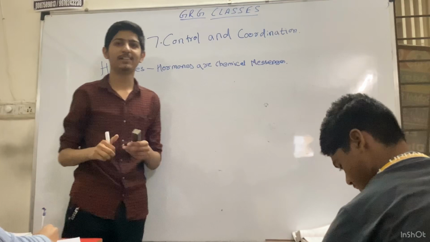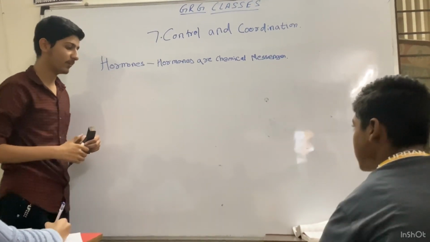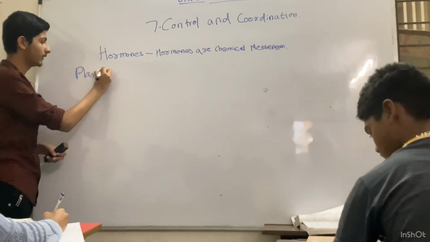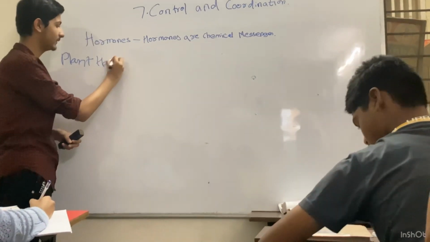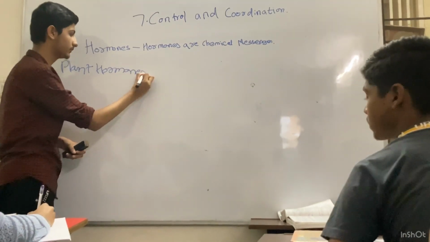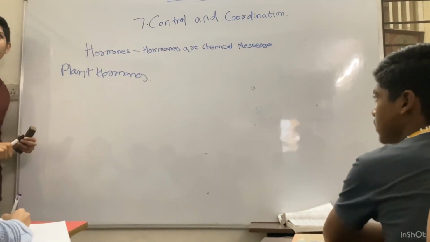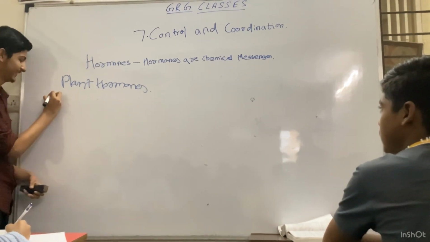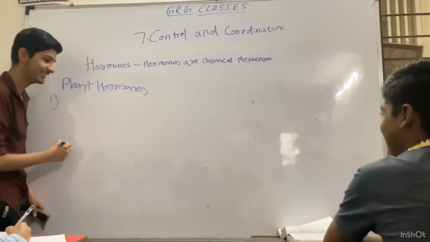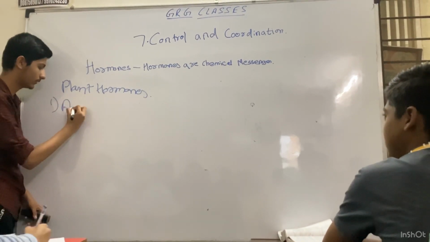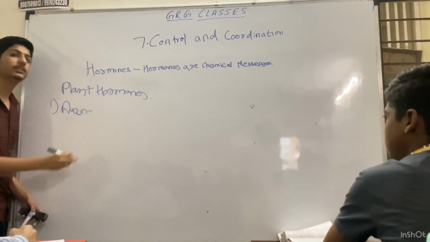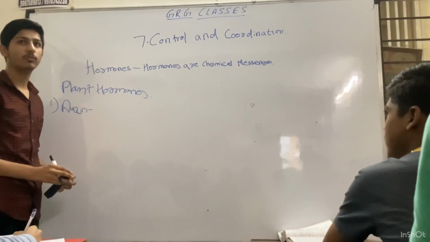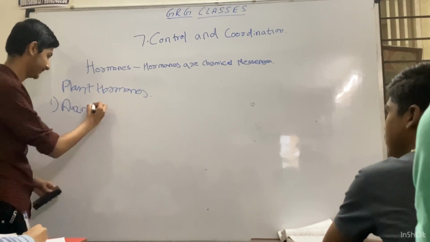We will start with plant hormones. There are 5 types of hormones present in plants. There are 3 types of growth hormones and 2 non-growth hormones. Auxin is a type of growth hormone which helps in growth of stem and root in plants.